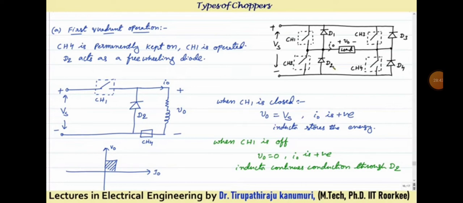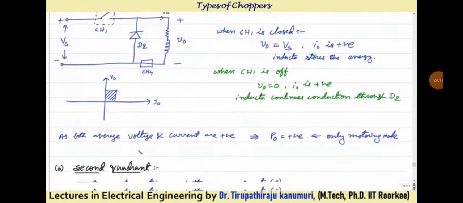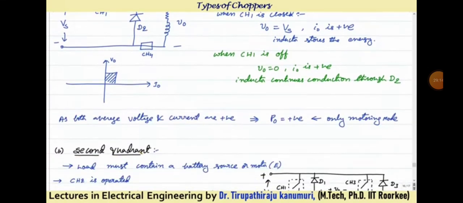So if you are drawing the equivalent circuit to this one, it will have the CH1. The CH1 I have represented here, and this diode D2 is connected across the load through CH4. CH4 is closed. I think this circuit you can see. You can observe that it just resembles the type A chopper, which we have discussed before. That means it will behave as a type A chopper. Type A chopper means output voltage will be either positive or 0 and current also will be positive or 0. So that's why I am not going to the explanation. In this case, as both average voltage and current are positive, output power is always positive. So only motoring mode is possible.